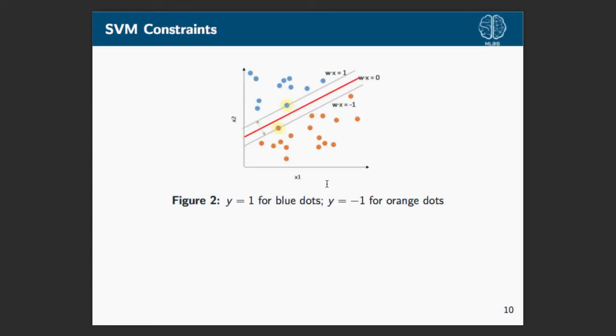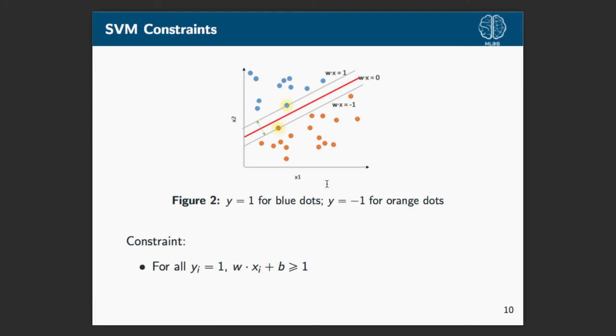Okay, cool. So remember, y equals 1 for the blue dots and y equals negative 1 for the orange dots. We want to find a hyperplane such that all of these blue points and the orange points are correctly classified. What does that mean mathematically? For all the yi's that are 1, the blue points, we want the dot product wx plus b to be at least 1. It's exactly 1 only if it's a support vector on this margin, and if it lies outside this margin, it'll be greater than 1.